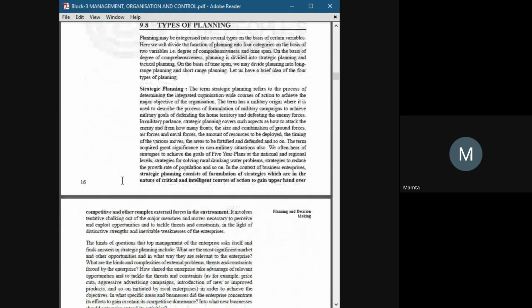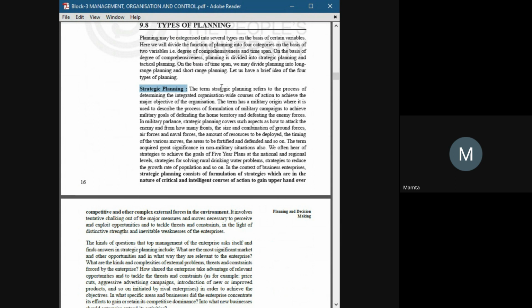Types of planning. The first one is strategic planning. As the name says, we are planning a strategy to compete with our rivals. If we have a rival organization, then we have to come up with a strategic plan so that we can compete with them and beat them in the market.